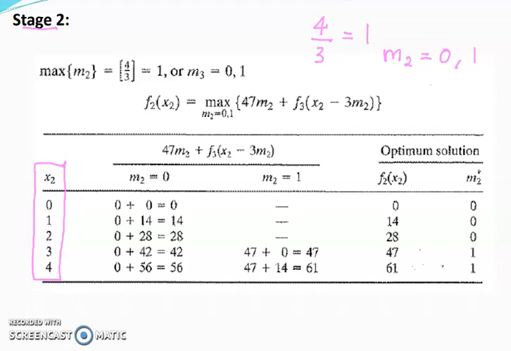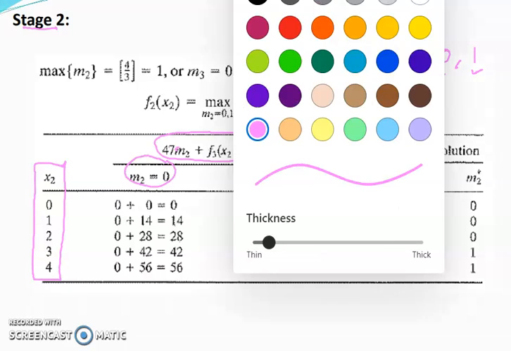It cannot be 2. If you decide to take 2 items, 2 times 3 is already 6, which is greater than the maximum capacity, which is only 4. So in our decision, you can take 0 units of item 2 or 1 unit of item 2. That's why we have M2 equals 0 and M2 equals 1.